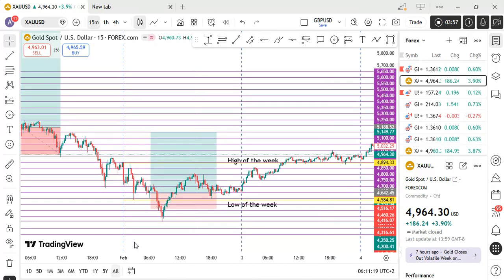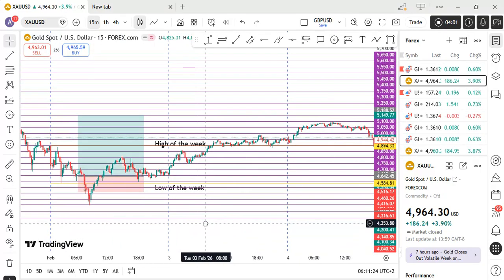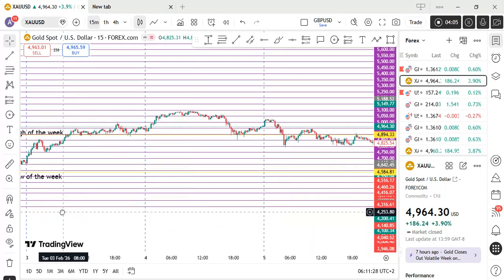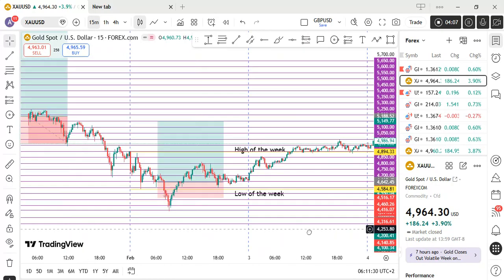We saw price now pushing to the upside. We saw price eventually almost hitting take profit, if not hitting the take profit. Then that was what happened on gold.